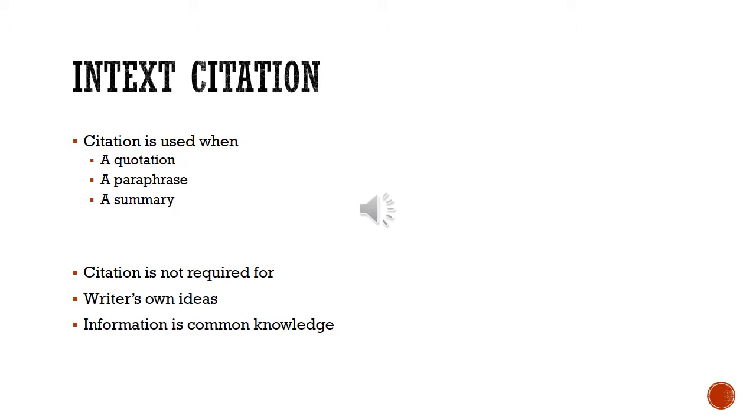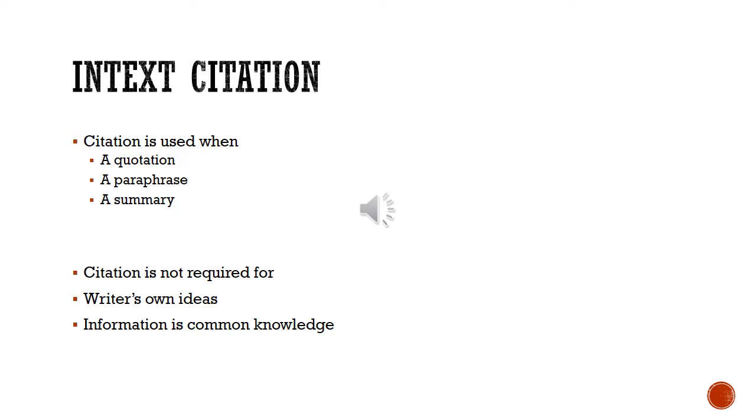So where do you use in-text citation? You use in-text citation when you're using a quotation which you have copied from other sources, a paraphrase which you have copied from other sources, a summary which you have copied from other sources. So that's where you use in-text citation. Also, citation is not required if the information comes from you, if the idea is your own, or you have not copied it from anywhere else.